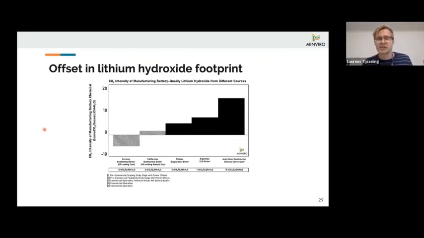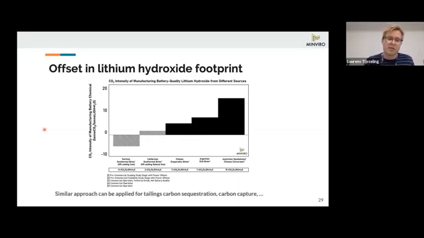And this is really interesting because, yes, in this case, it only applies to lithium and to lithium from geothermal deposits, but it can also be applied to similar projects that have a unique feature like tailings that sequester carbon, or a process in their flow sheet that captures carbon. And that way you can offset the eventual footprint of your product, which is really beneficial in case you speak to your off-takers.